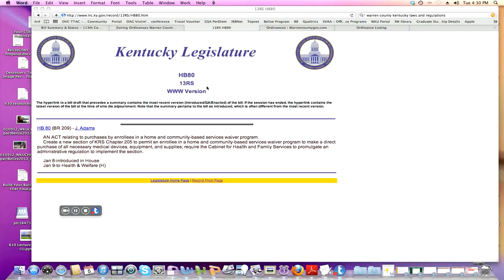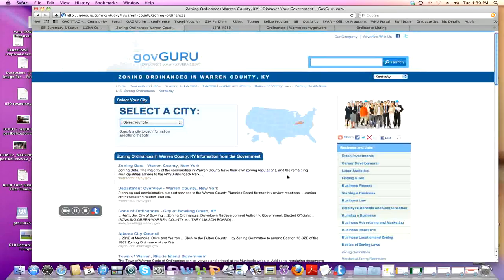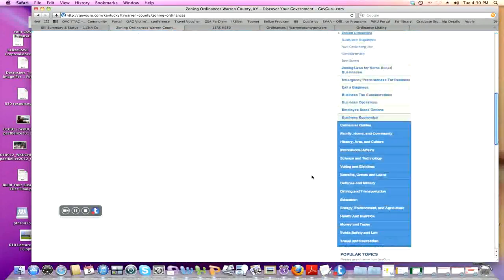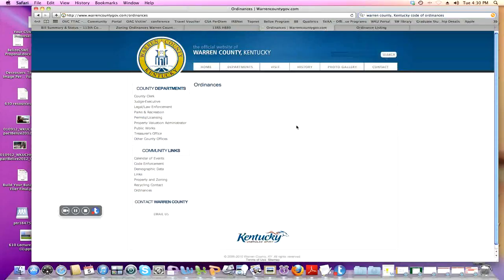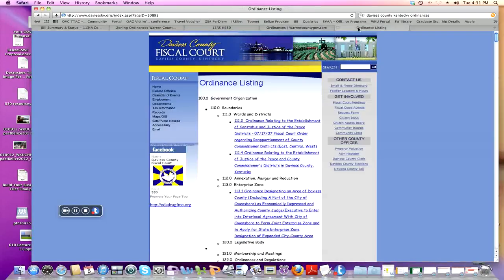And also, there are certain places where you can go to track bills. Let's see. For example, Government Guru. You can look for zoning ordinances in Warren County, Kentucky, if you're interested in zoning, you may or may not be. That's not the website I wanted. Okay, well, what I was going to point out is here. The Warren County, Kentucky website has an ordinance page. They're supposed to list all their ordinances, and as you can see, that's not working at the current time. So I'm going to pull up another one for you to look at.